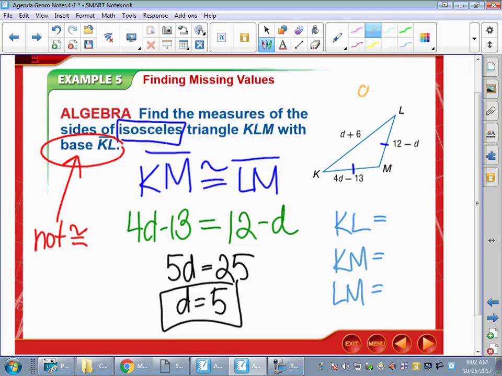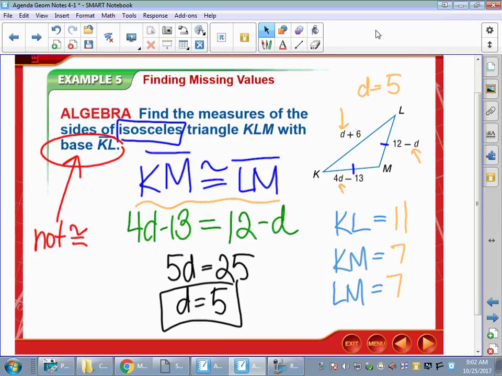So if D equals 5, if I put that into KL, would you agree that KL must be 11? If I put that into KM, I'd have 4 times 5 is 20 minus 13 is 7. If I put that into LM, 12 minus 5 is 7. Does it make sense that KM and LM ended up both being 7s? Those are the legs of that isosceles triangle. They have to be the same measure. That's what we said right back here in our geometric statement. They have to be the same thing. So we definitely should get a pair of equal sides.